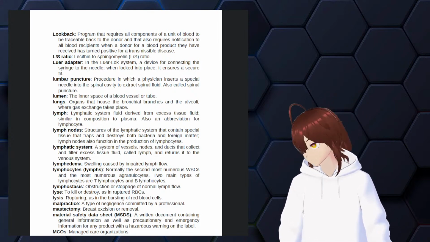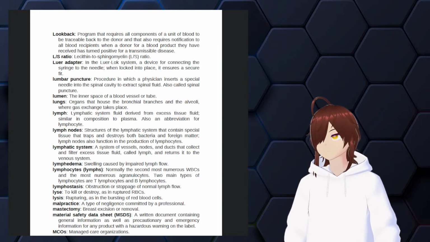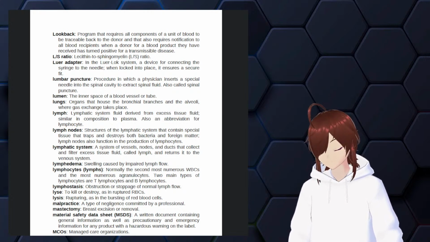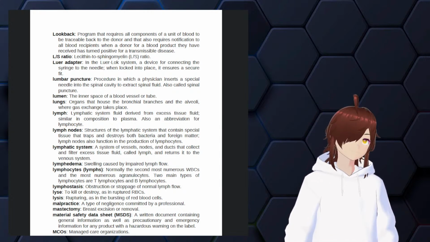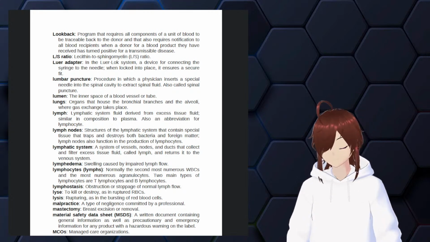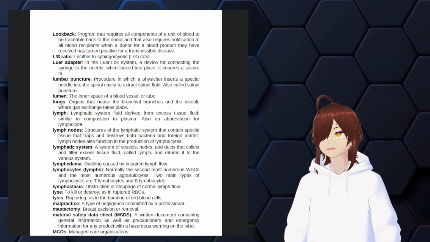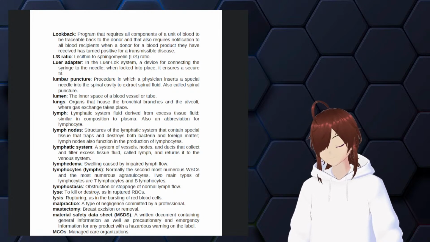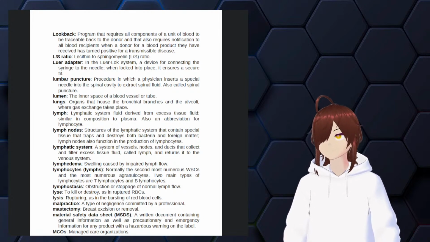Luer adapter, in the Luer lock system, a device for connecting the syringe to the needle. When locked into place, it ensures a secure fit. Lumbar puncture, procedure in which a physician inserts a special needle into the spinal cavity to extract spinal fluid. Also called spinal puncture. Lumen, the inner space of a blood vessel or tube.